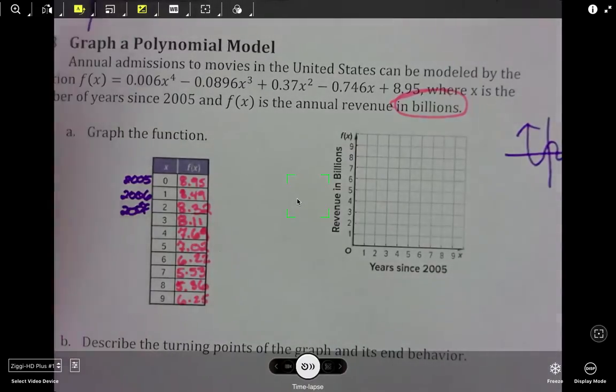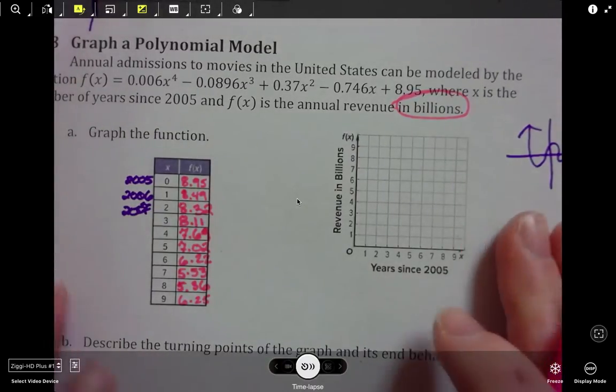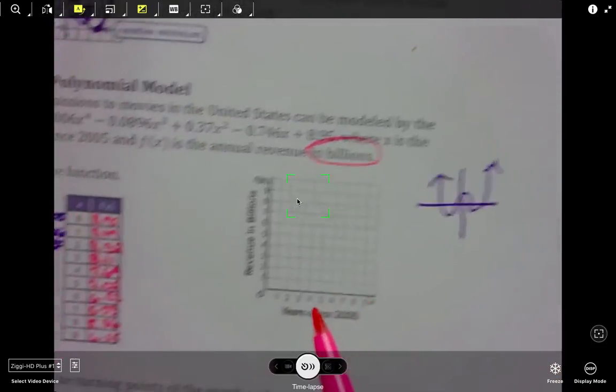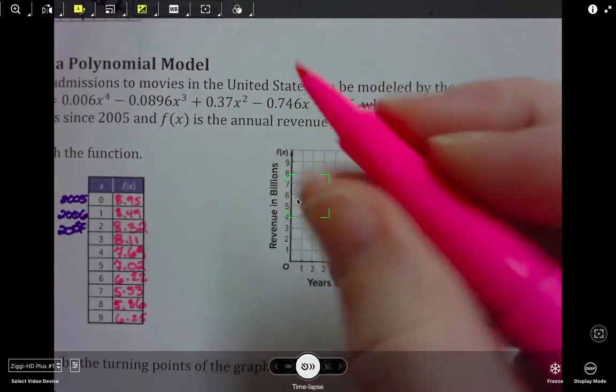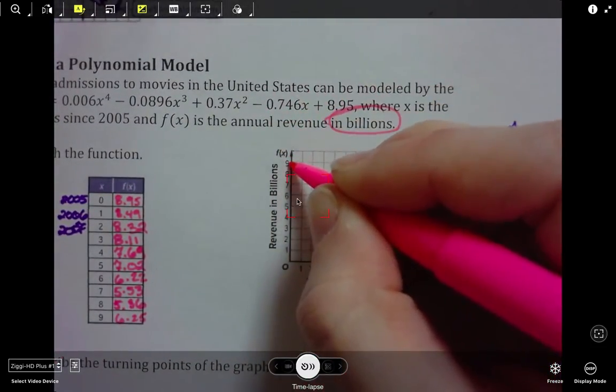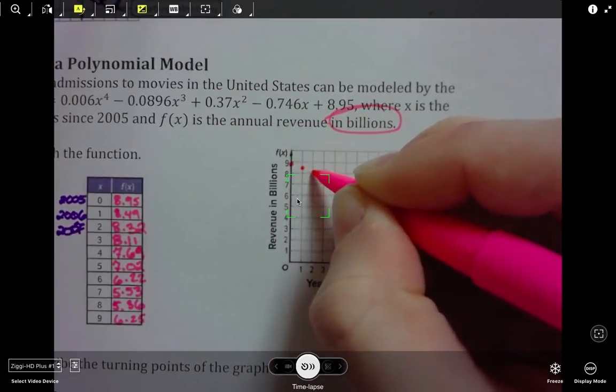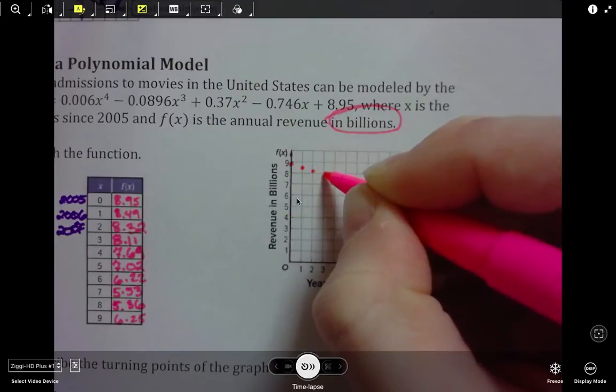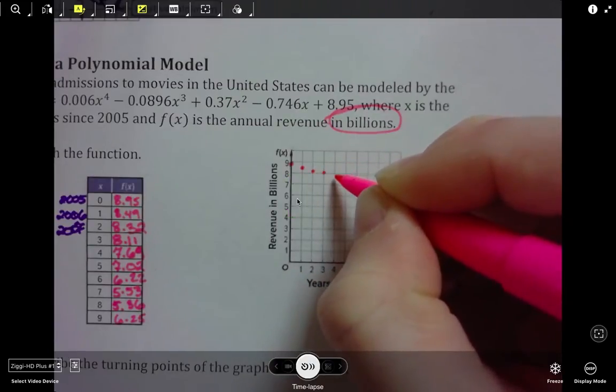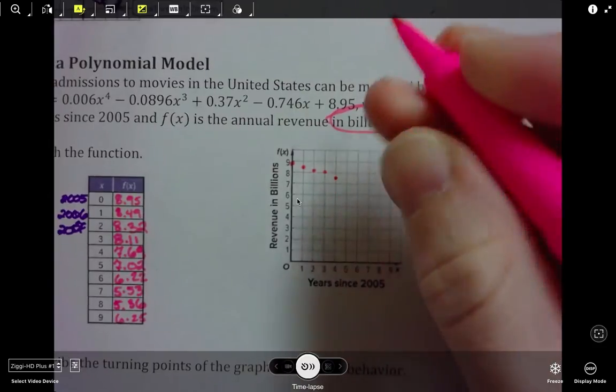Okay, so let's plot this. 0 is at 8.95, so right up here. Then 8.49, it's going down. 8.32, down a little bit. 8.11, 7.69. Go ahead and plot these points. I'll be quiet.